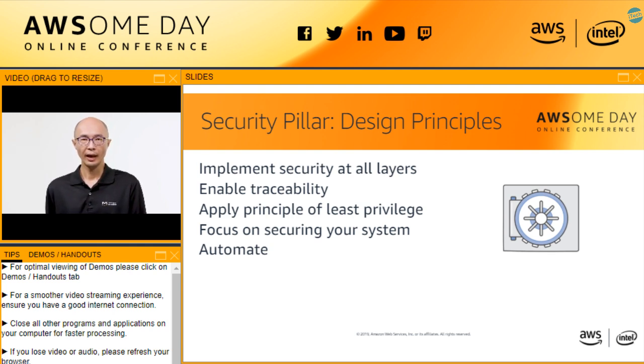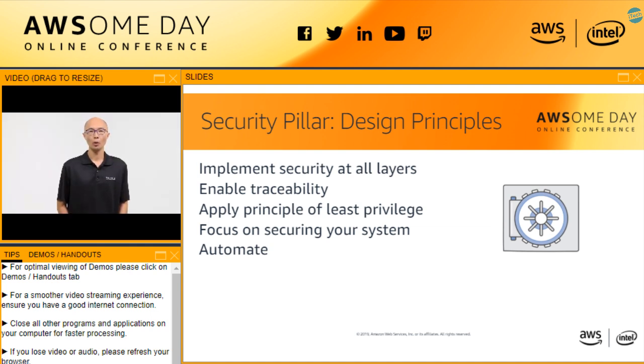Next, enable traceability through logging and auditing all actions or changes to your environment. Another useful design principle is the principle of least privilege. Make sure that authorization within your environment is adequate and that you are implementing strong logical access controls to your AWS resources, granting minimal privileges for business requirements.